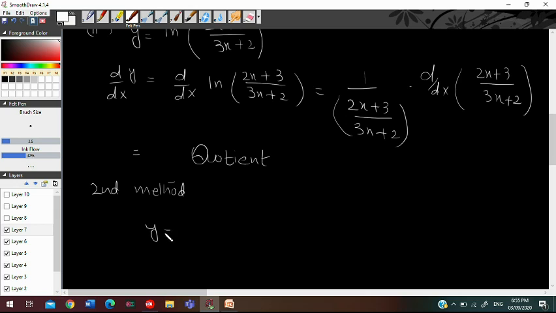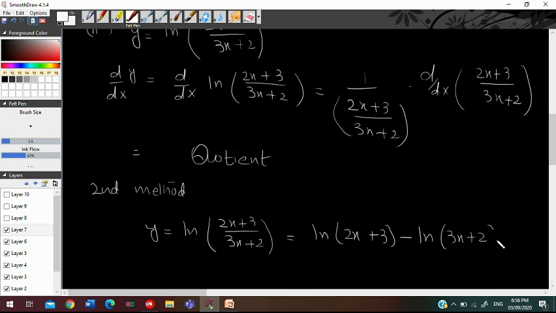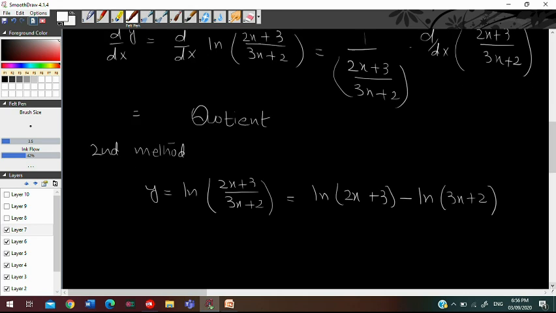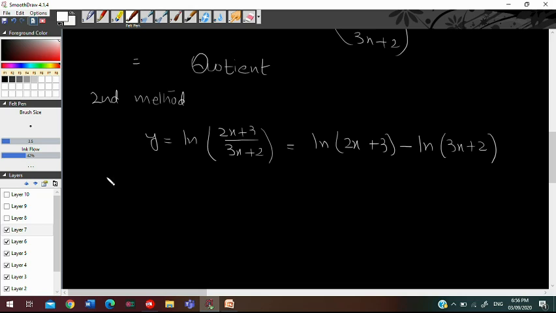Now y is equal to log of (2x plus 3) divided by (3x plus 2). Before starting the derivation of this question, if I write it like log of (2x plus 3) minus log of (3x plus 2), by applying this property of log, my calculation will become very easy. Now you can see what will happen if I apply the derivation.